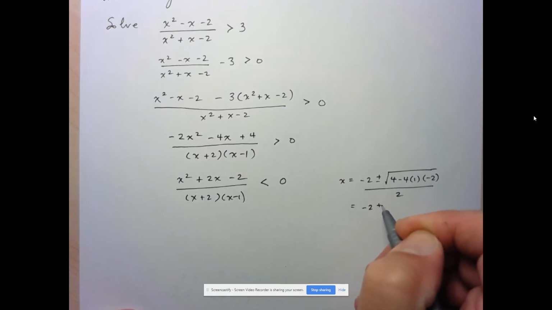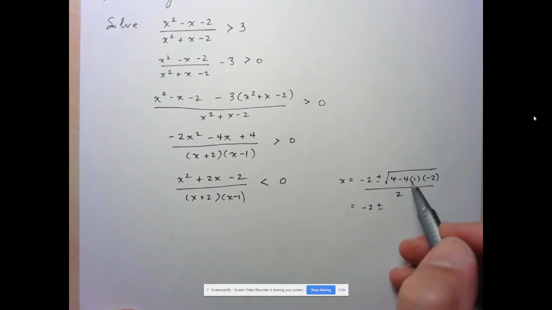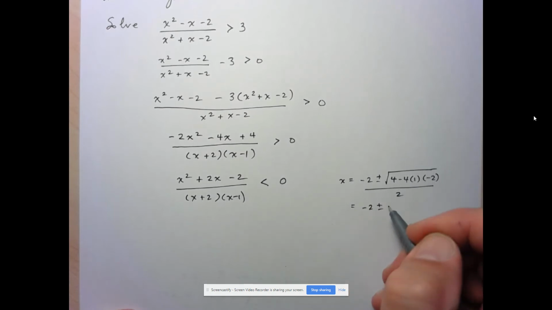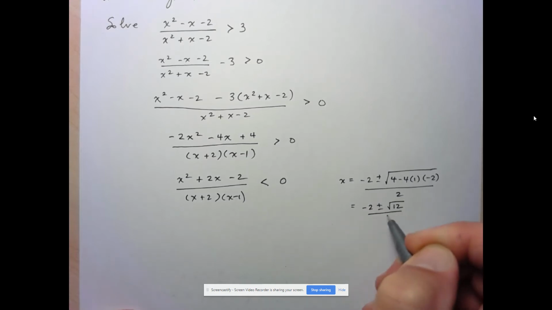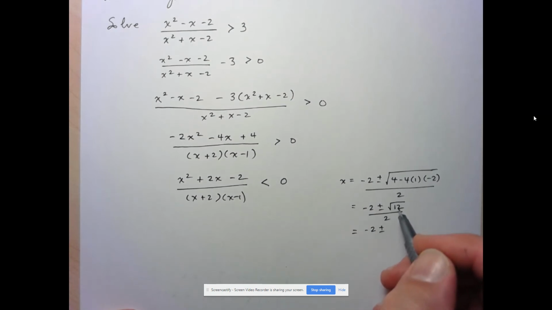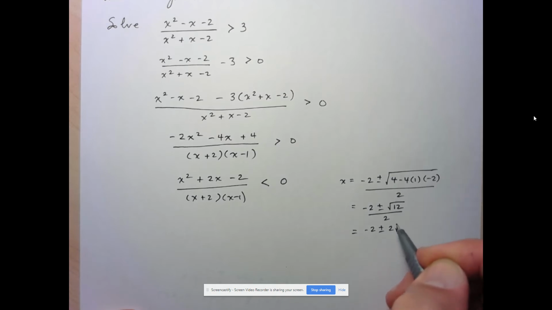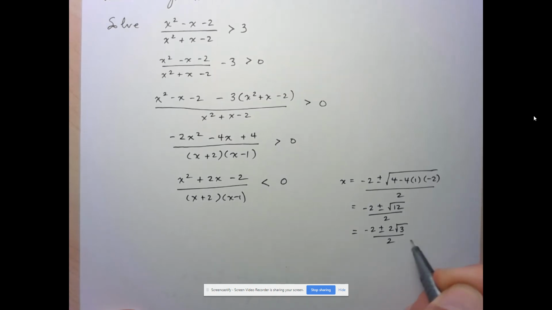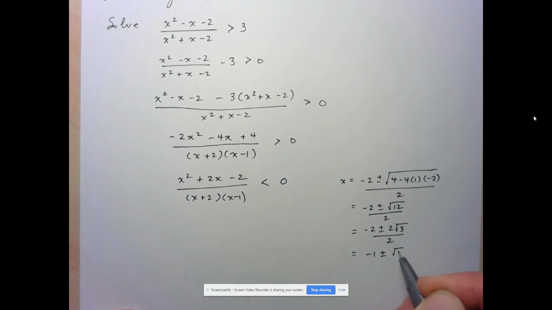Negative 2 plus or minus, this is 4 minus negative 8, so 4 plus 8 is 12. All right, and here I might as well simplify just to make my life a little easier here. So negative 2 plus or minus, this is 12, it's 4 times 3, so square root of 4 is 2. Left with root 3 there. And this, of course, simplifies to negative 1 plus or minus root 3.